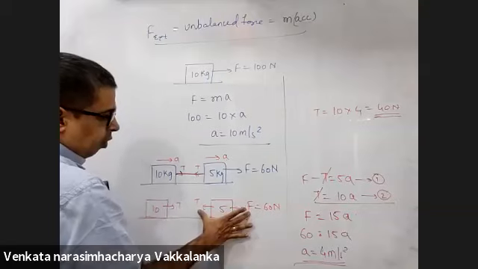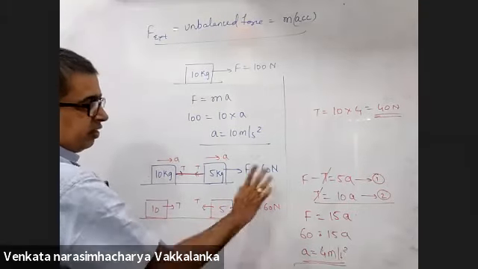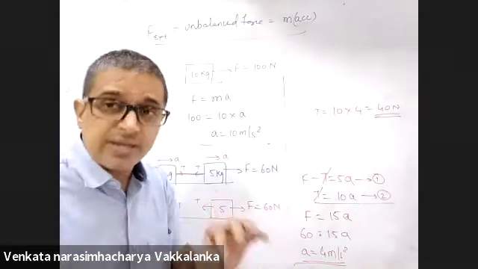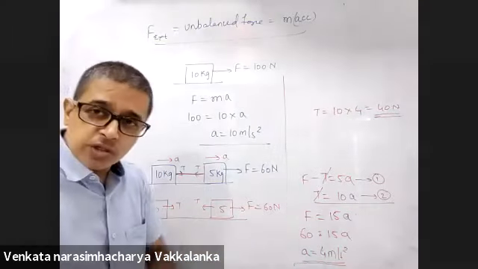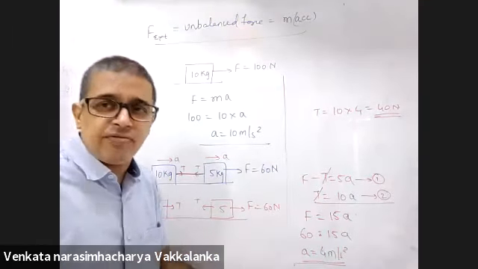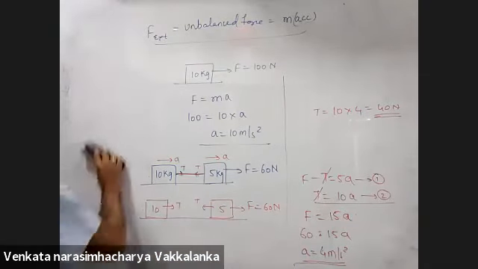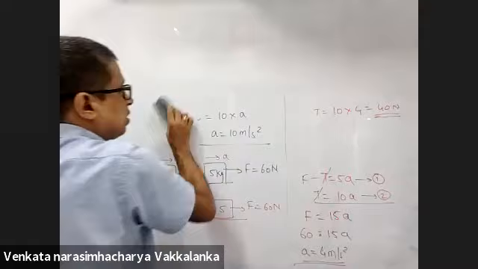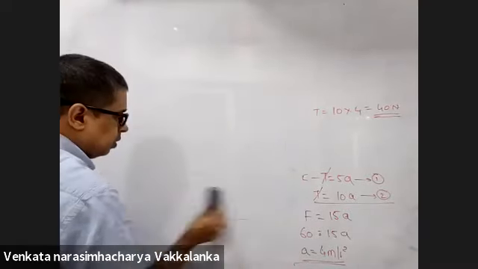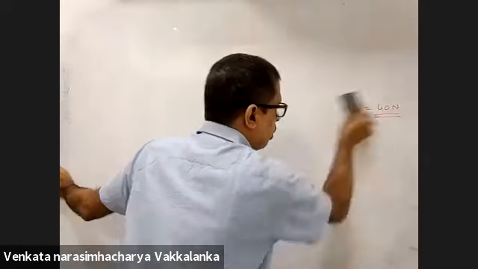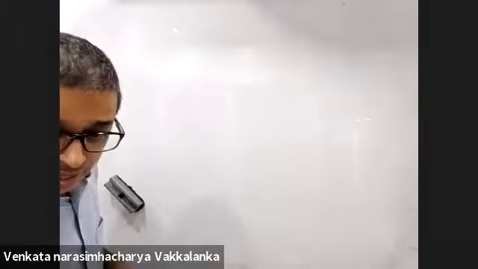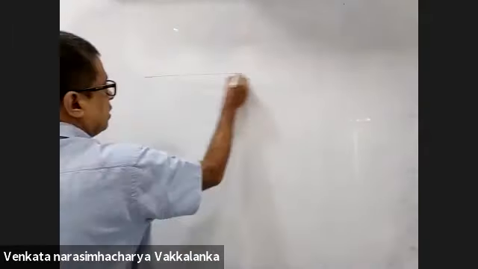Vector sum of all the forces is mass into acceleration. Vector sum. So if the forces are in opposite directions, by default you will subtract. Vector summation of all the forces is mass into acceleration.